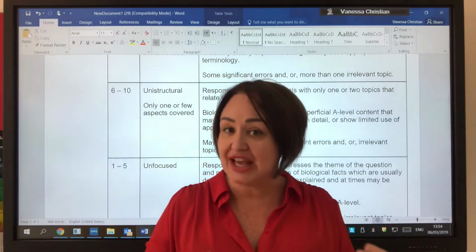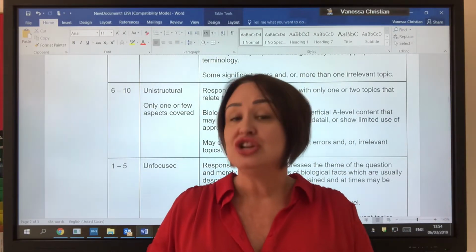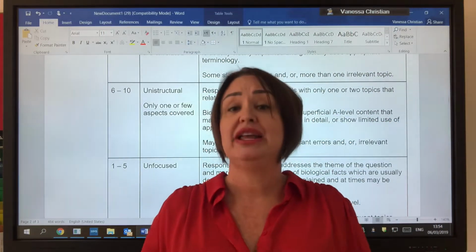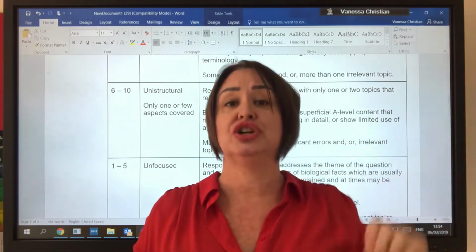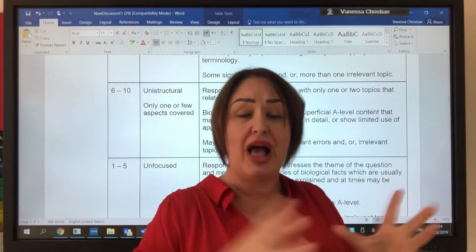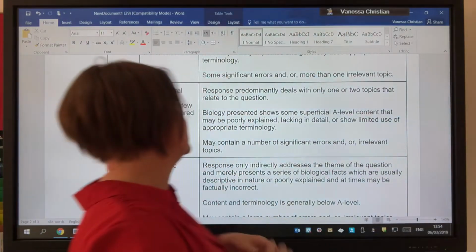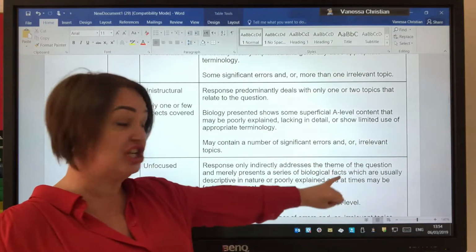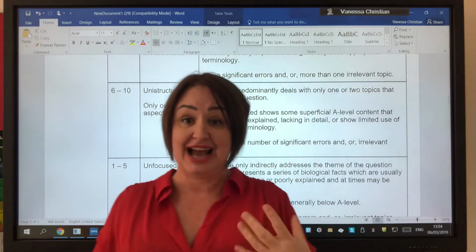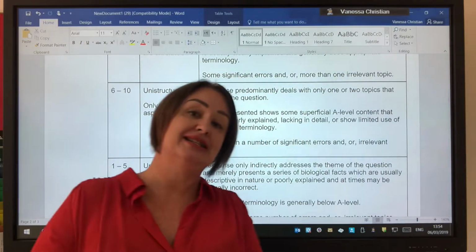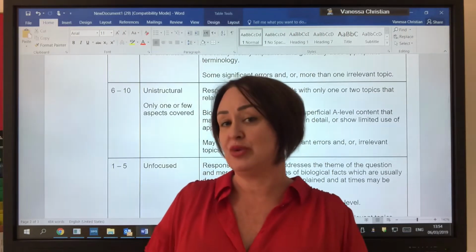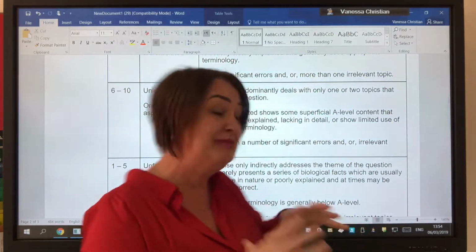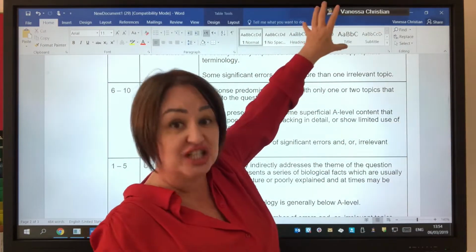You only have about 35 minutes to write this essay, so you need 4 paragraphs from different areas of the specification. You don't need an introduction, you don't need a conclusion, but you just need 4 different areas, and go straight into it, A-level content. May contain a number of significant errors and or irrelevant topics. Now this is actually one of your biggest enemies, the idea of irrelevance. It's really easy to start banging on about something that isn't answering the exam question. So large paragraphs that don't bear any relation to what you're trying to answer in the first place will mean that you end up not being able to move up to the next descriptor.